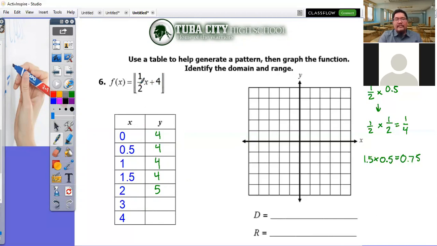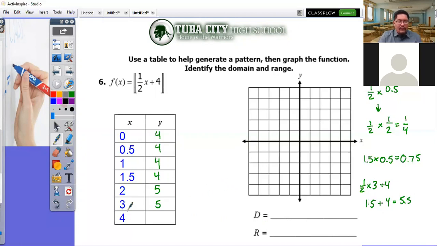Let's try 3. So half of 3, and if you want to write these down, go ahead. So half times 3 plus 4, and you could type this out on a calculator, but it would be 3/2 or 1.5. And if you were to add this, it'd be 5.5. And in this case, again, if you had $5.50, you would still only be able to buy 5 of the dollar sandwiches.